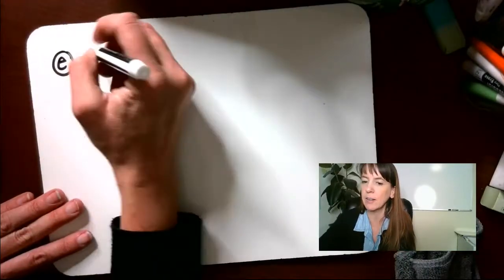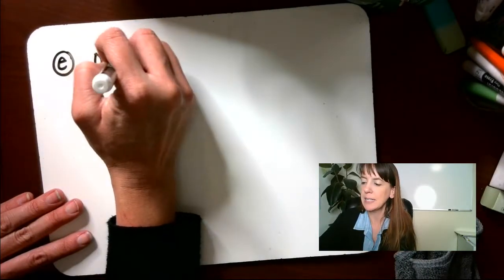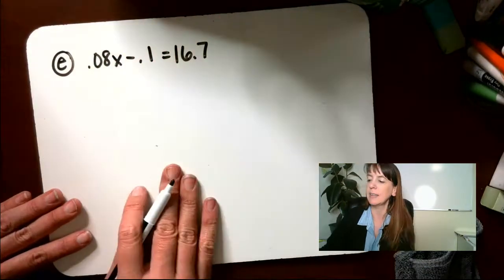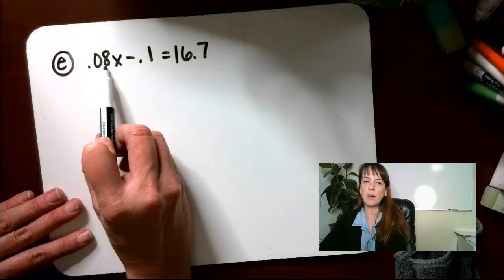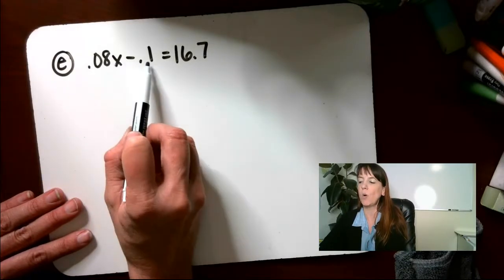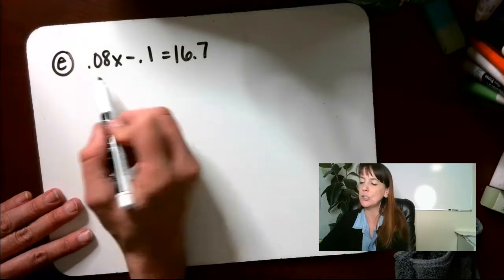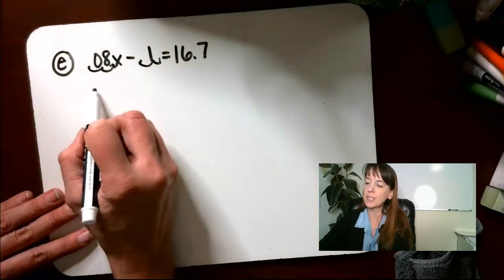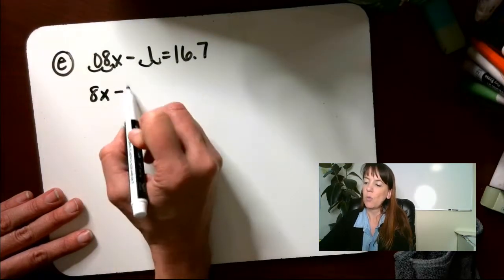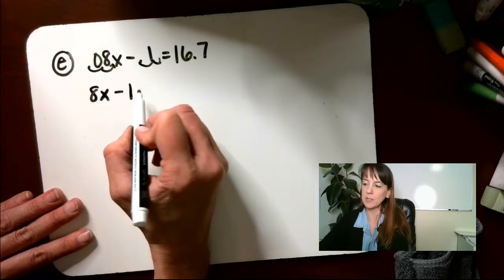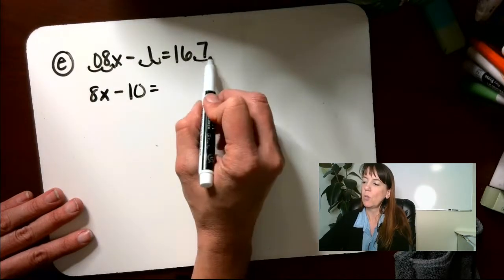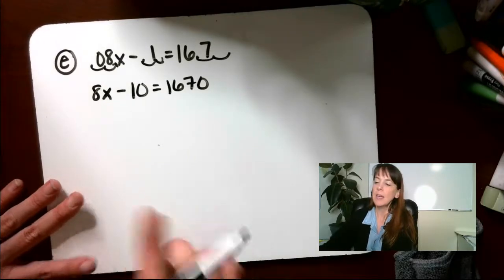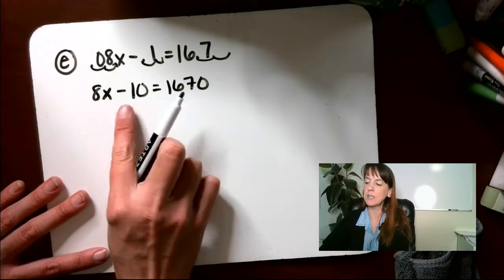So we have E here, 0.08x minus 0.1 equals 16.7. Again, this one has 2 digits behind the decimal, 1 digit, 1 digit. So we got to go at least 2. So we go like this, 1, 2, 1, 2. So that's going to be 8x minus 1, and then I had to go an extra spot, so that's a 0, equals 1, 2 gives me 1670. Okay, we want to get this chunk by itself, which means we need to move this chunk over.